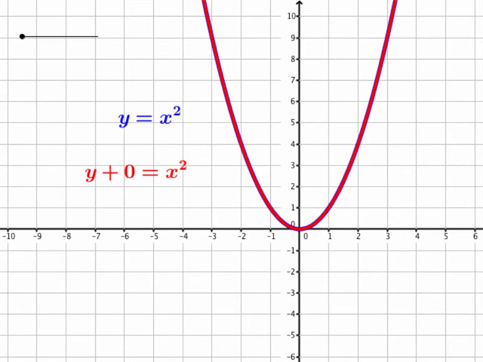Alright, what we've got now is a red graph and a blue graph directly on top of each other, even if the blue graph is hard to see. And the blue graph is the graph of y equals x squared, and the red graph is currently the exact same thing because it's y plus 0 equals x squared. But let's see what happens when we take this 0 and we change it into a 4.